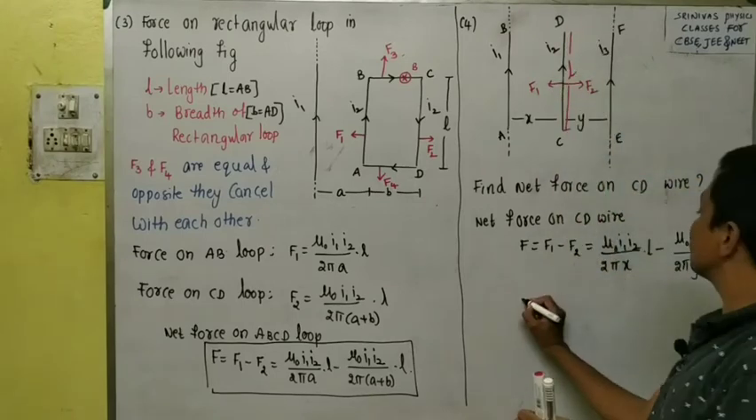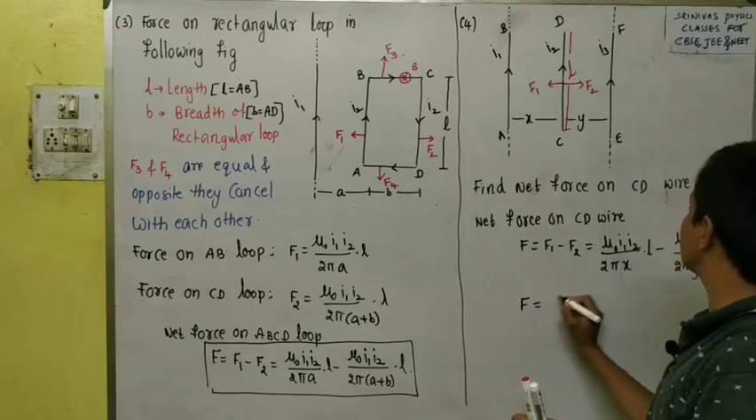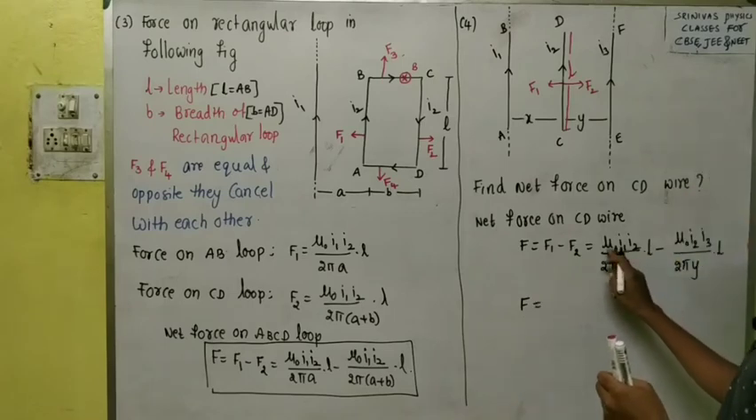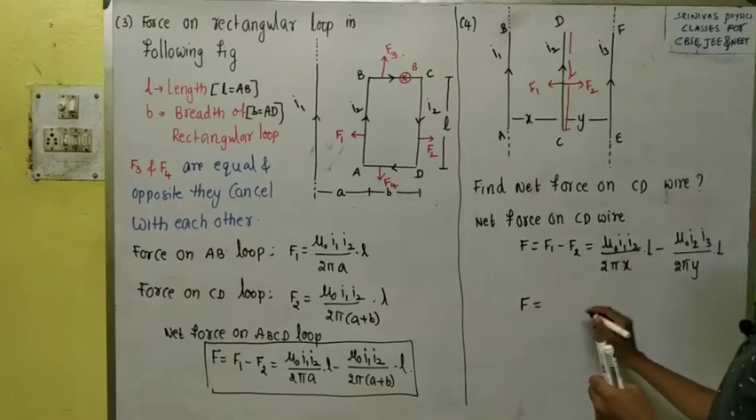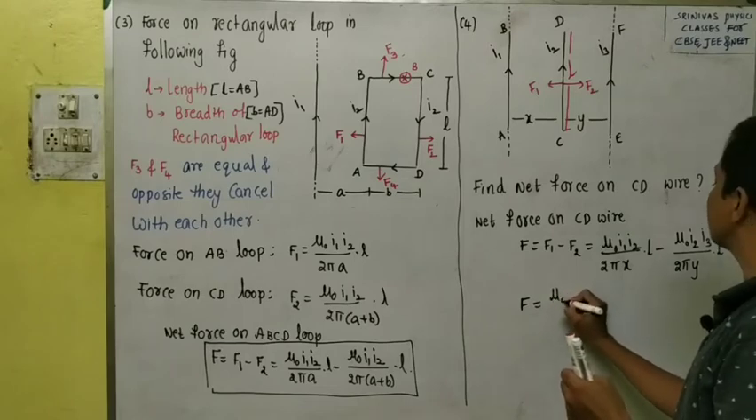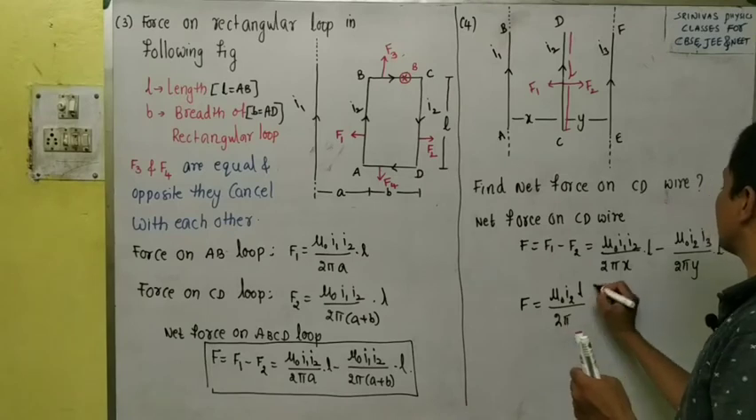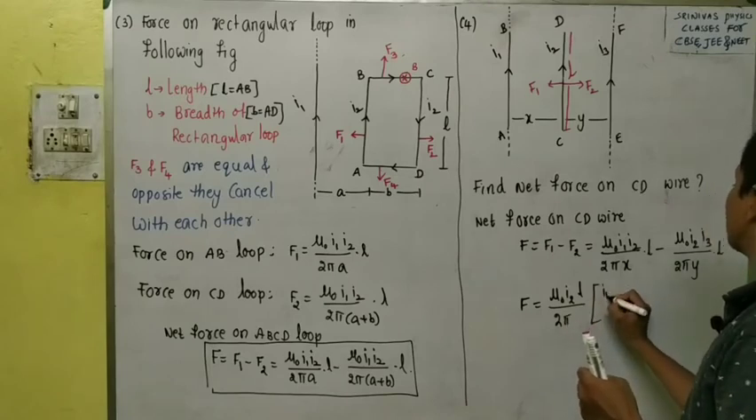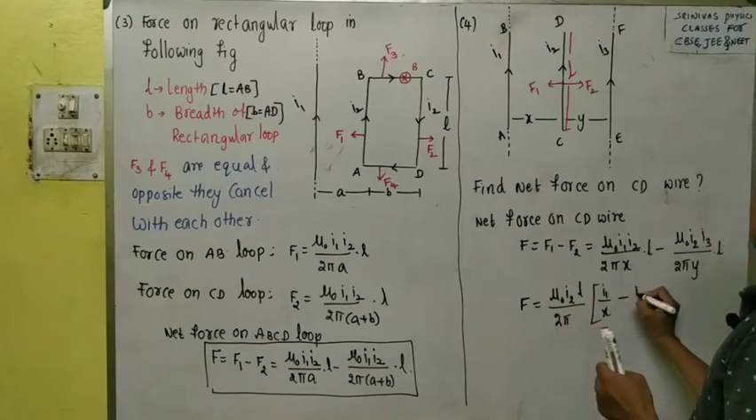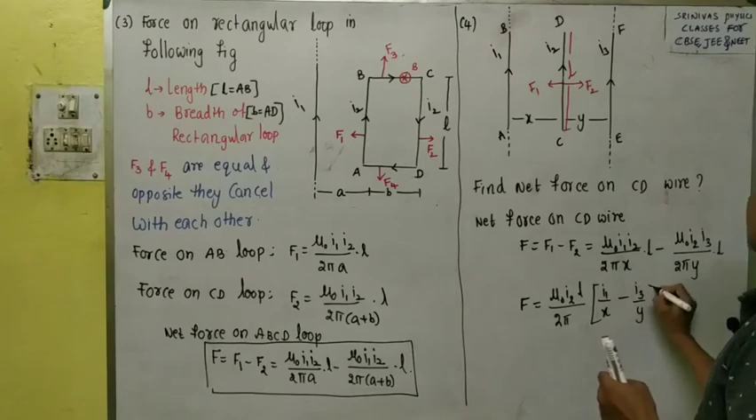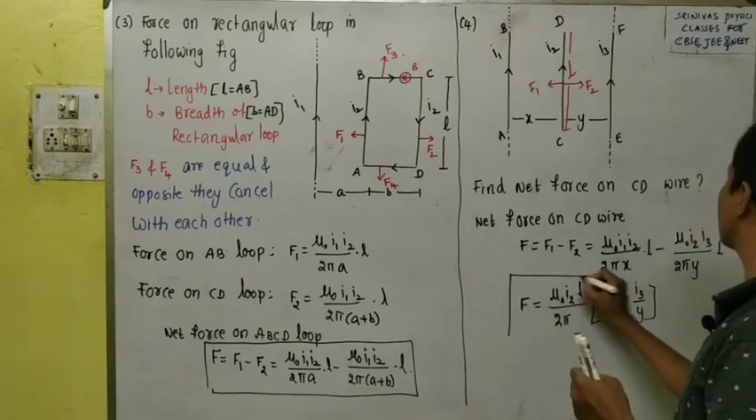Now we have to simplify this. For the net force, we can take mu naught I2 L by 2 pi common. Then we will get I1 by x minus I3 by y. This is the formula for the net force.